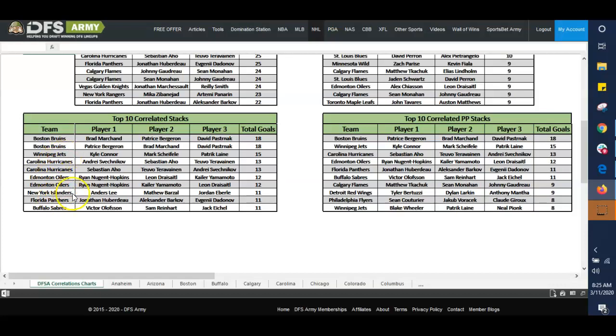But you can see that Boston has one line, Winnipeg has a line, Carolina has a line, Edmonton has a line. When you see these lines together in charts like Daily Faceoff or whatever, and they reunite these lines, get back on that stack because it is correlated.